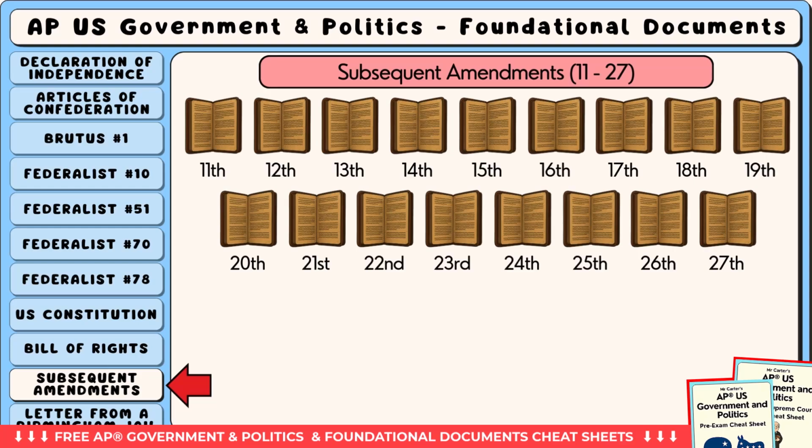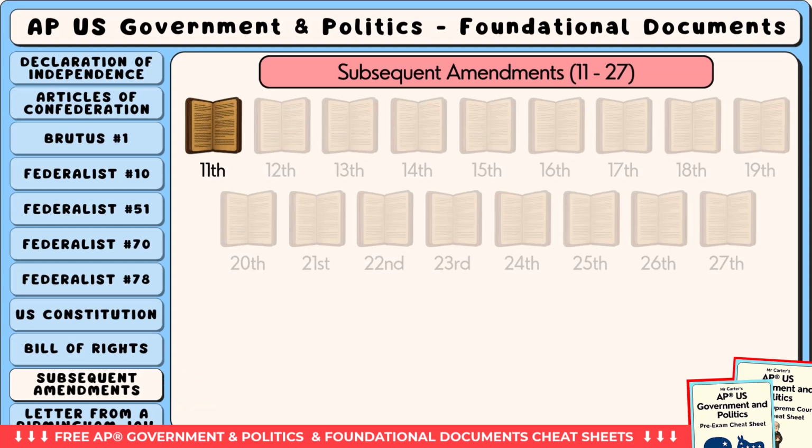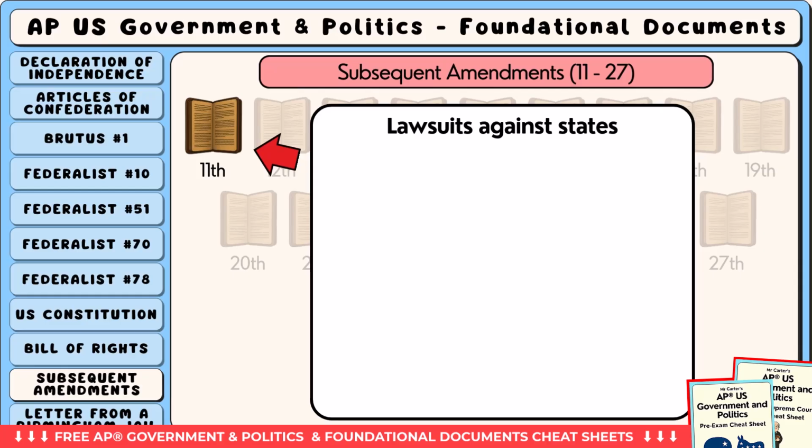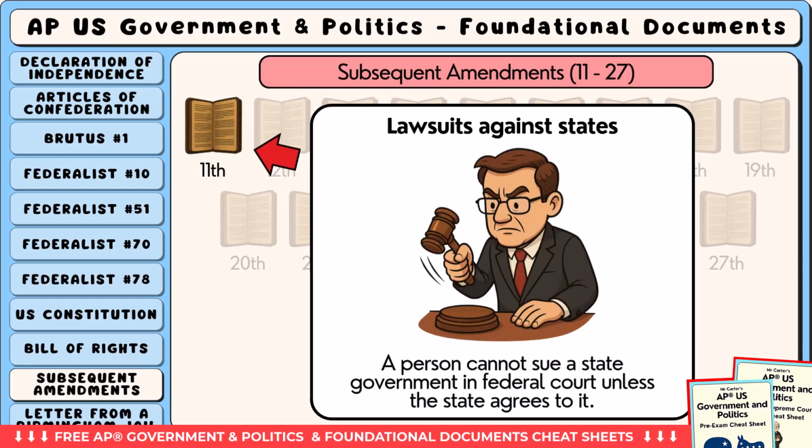Okay, now let's move on to Amendments 11 through 27. We'll start with the 11th Amendment. The 11th Amendment limits lawsuits against states. It says that a person cannot sue a state government in federal court unless the state agrees to it.